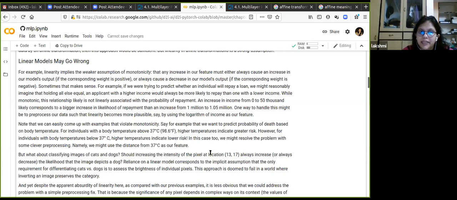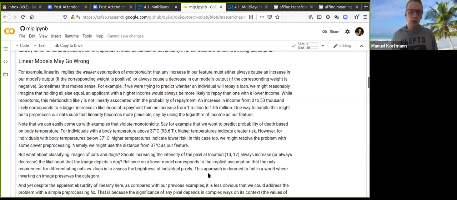But what about classifying images of cats and dogs? Can you continue? Okay, so there is no linearity. I get this with temperature, so that's why we need to use the distance from 37, and then it will be linear.